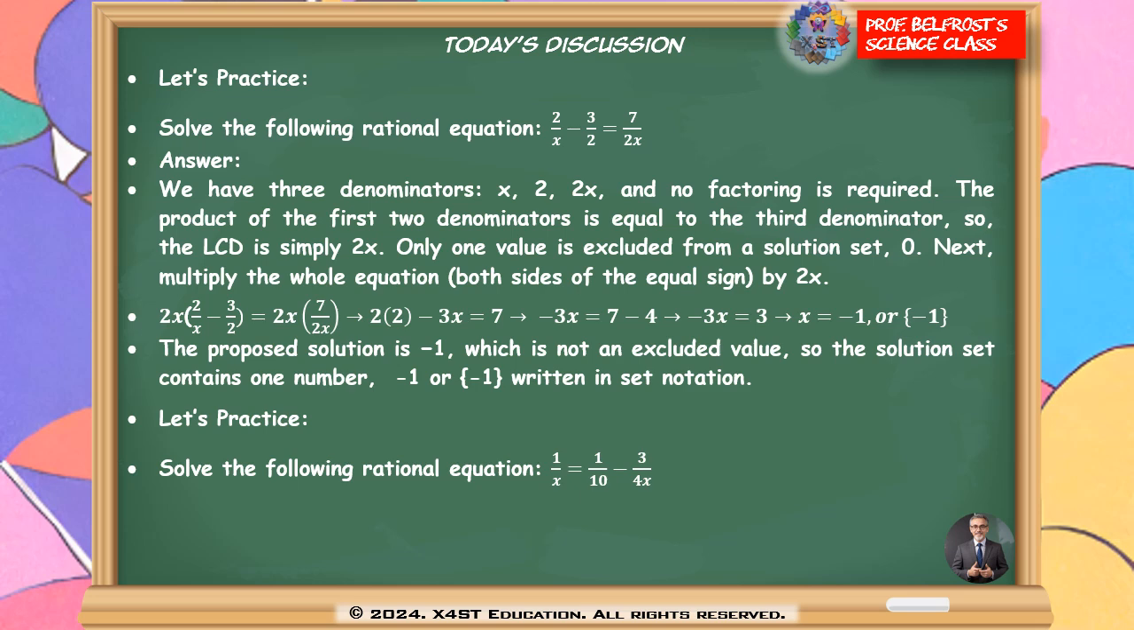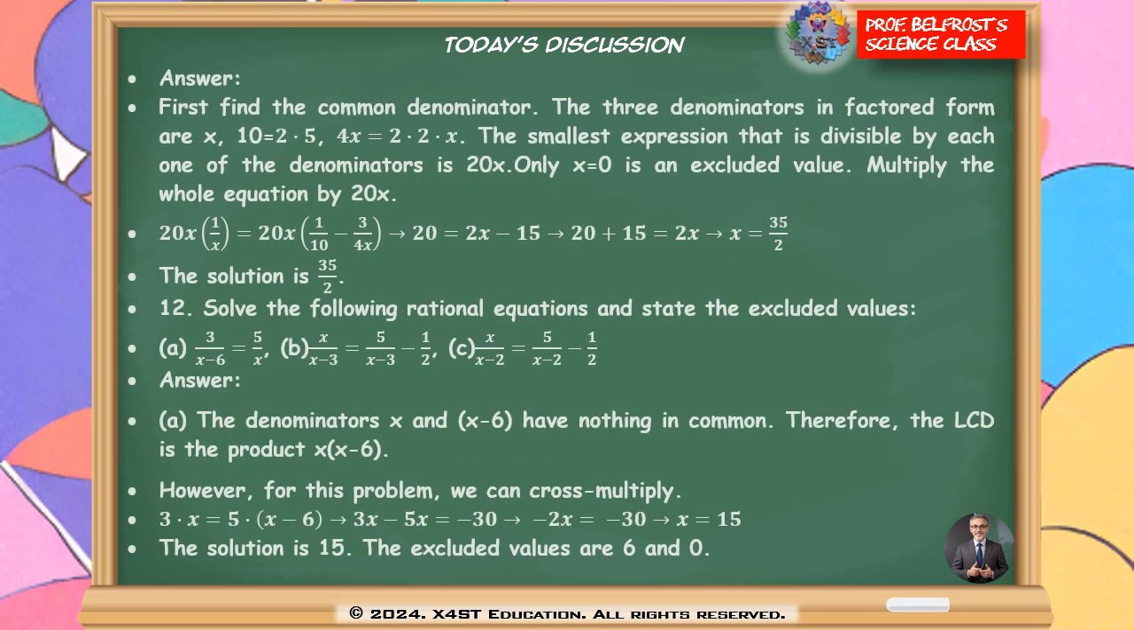The second example: we have 1 over x equals 1/10 minus 3 over 4x. To find the common denominator, we have x, we have 10, we have 4x. So the LCD is 20x. We need to multiply the whole equation by 20x on both sides. It gives us 2x equals 35. So x equals 35 over 2.